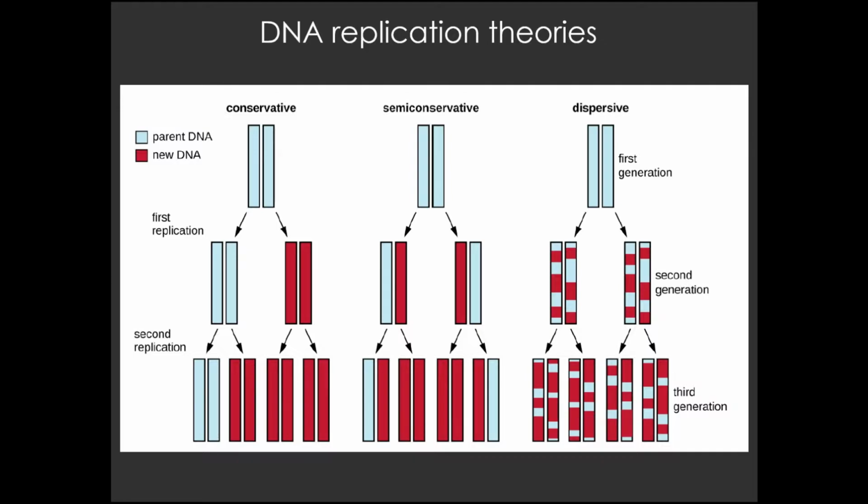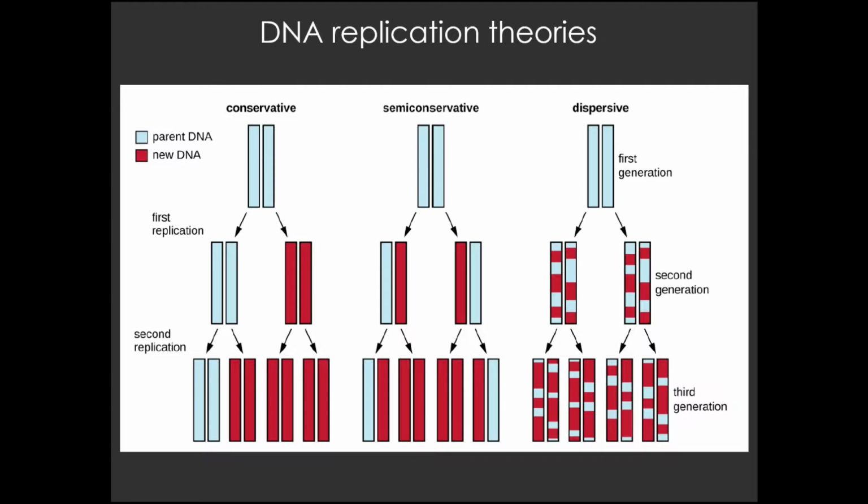So in the conservative replication, one double-stranded molecule has all of the parental DNA and one double-stranded molecule has all of the new DNA. In the semi-conservative theory, each of those daughter molecules ends up with one old and one new strand of DNA. In the third theory, the dispersive model, all of the resulting DNA strands have regions of double-stranded parental DNA and regions of double-stranded daughter DNA.